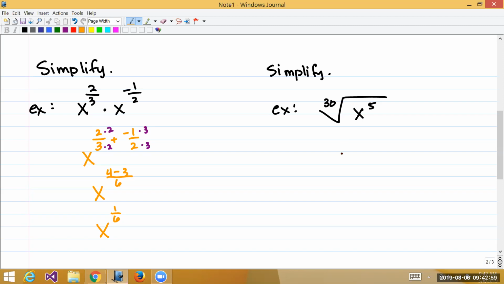So this would be x to the power of 5 over 30, which we can see this fraction can be simplified to x to the power of 1 over 6. And now we can go ahead and rewrite this in radical form. So the root we are in, our index will be 6, the 6th root of x.